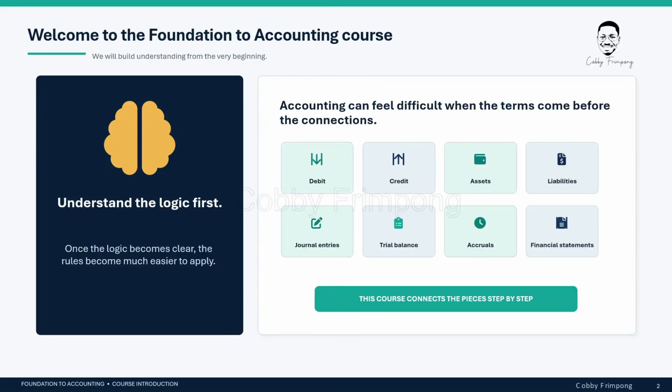Accounting can sometimes appear difficult because learners are introduced to terms such as debit, credit, assets, liabilities, equity, journal entries, ledgers, accruals, trial balances, and financial statements without first understanding how everything connects. When the foundation is not clear, advanced topics become harder. This course takes a different approach. We will build your understanding step by step.